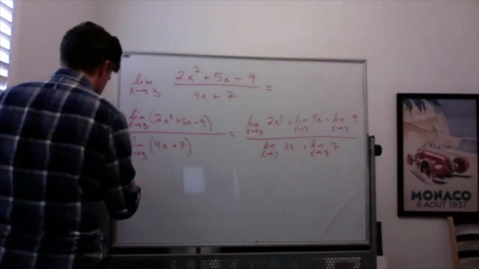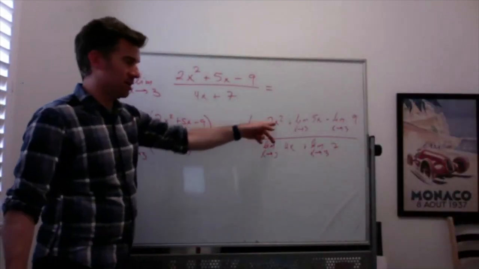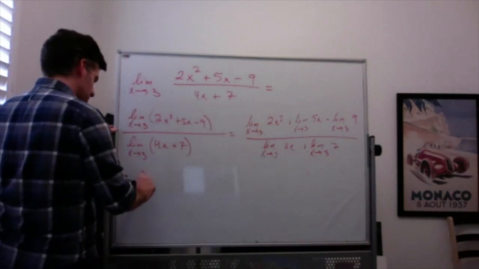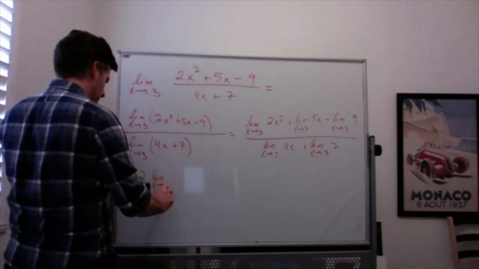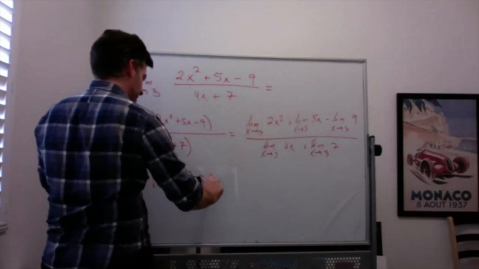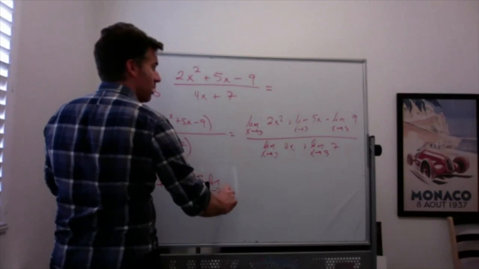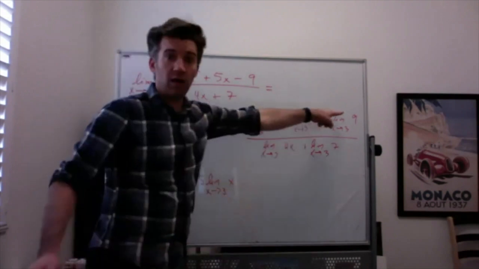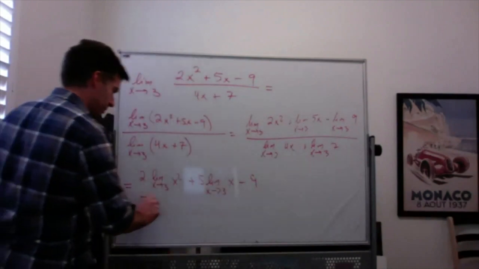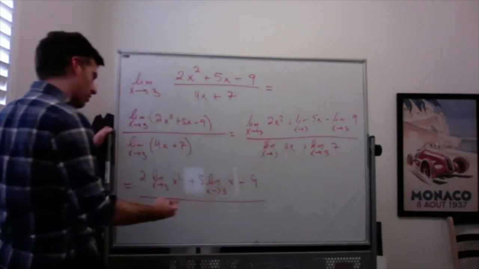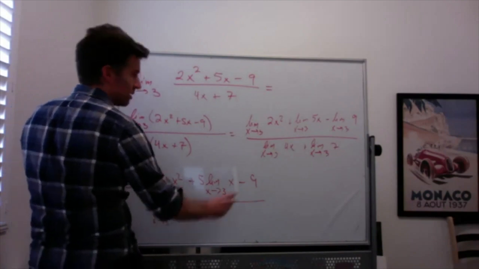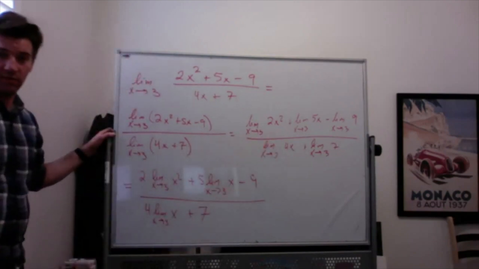I don't have a rule yet for plugging this in here, so I have to actually pull this constant out as well. So the limit as x goes to 3 of 2x squared is 2 times the limit as x goes to 3 of x squared. And then I can pull out that 5 in front. That's plus 5 times the limit as x goes to 3 of x. Now the limit of a constant we know is the constant. So the limit as x goes to 3 of 9 is just minus 9 there. On the bottom, I can factor out that 4, and I get 4 times the limit as x goes to 3 of x, plus the limit of a constant, again, is the constant. So the limit of 7 is just 7.